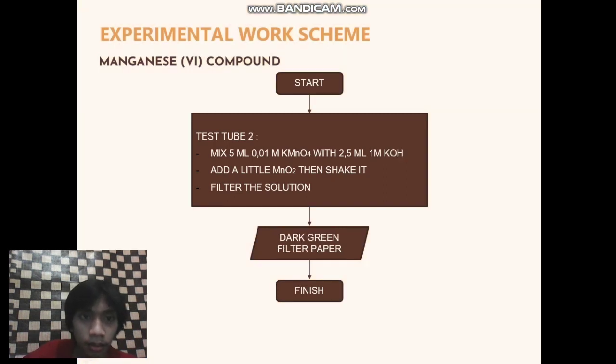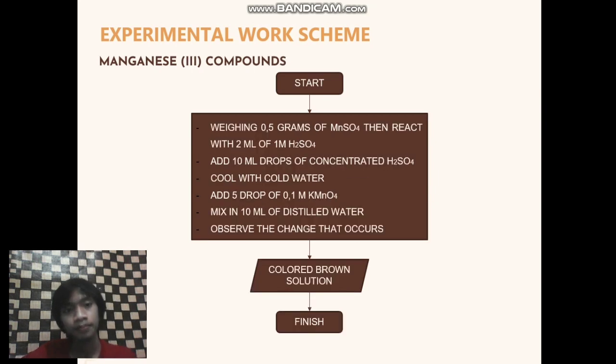Next, for the manganese 6 compound, in test tube 2, mix 5 ml of 0.01 M KMnO4 with 2.5 ml of 1 M KOH and add a little manganese dioxide, then shake it and filter the solution. The result is dark green filter paper, and finish.